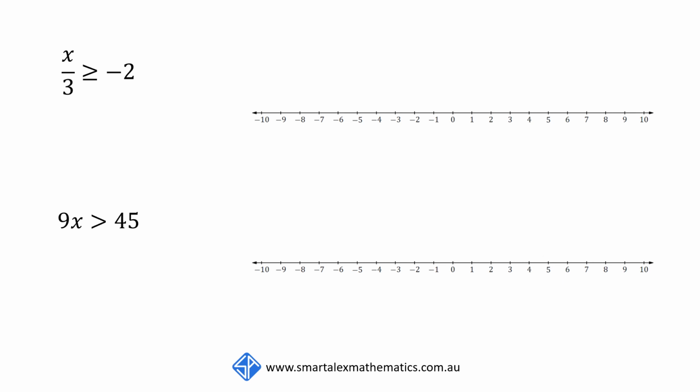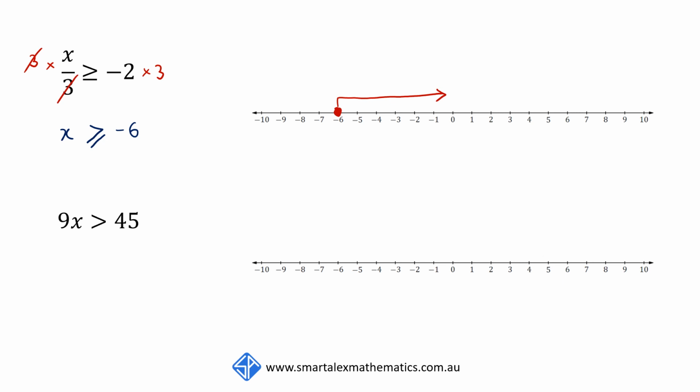The next question, I have x divided by 3 is greater than or equal to negative 2. What we're going to do here is multiply both sides by a positive 3. That's going to get rid of the 3 on the denominator, leaving me with x on the left-hand side, and on the right-hand side is negative 6. But remember, we do not reverse the inequality sign when we multiply by a positive number. So the answer will still be x is greater than or equal to negative 6. This time we draw a closed circle at negative 6, and the arrow will be pointing towards the right.